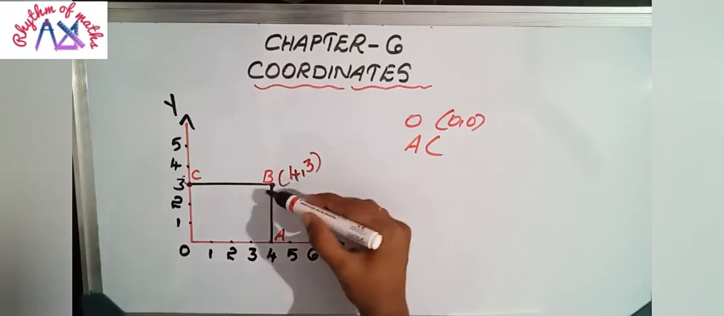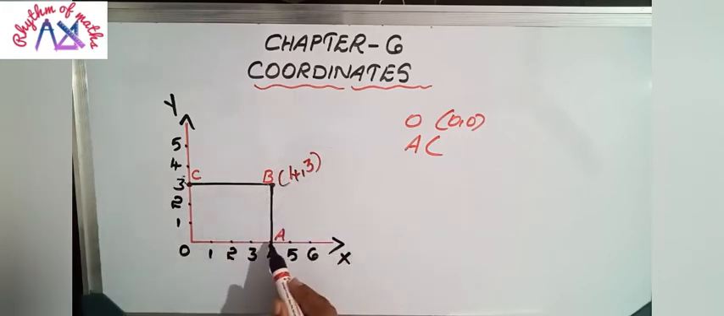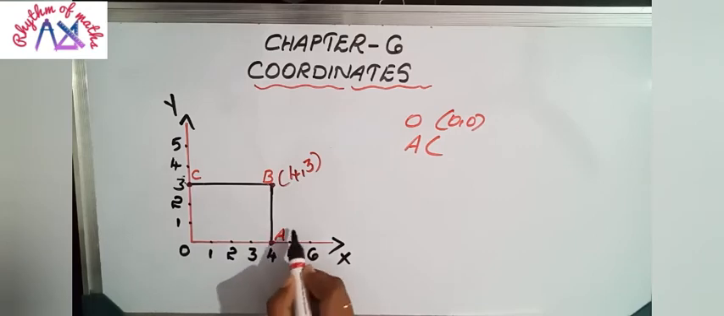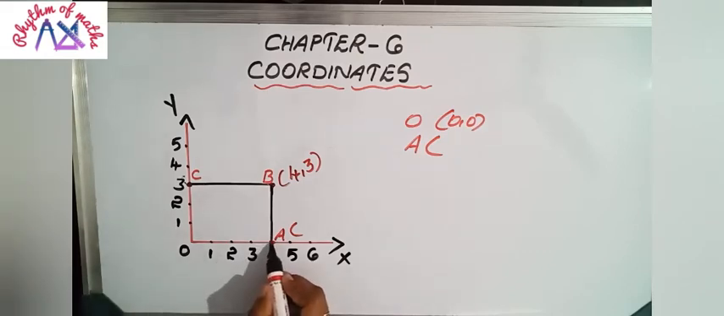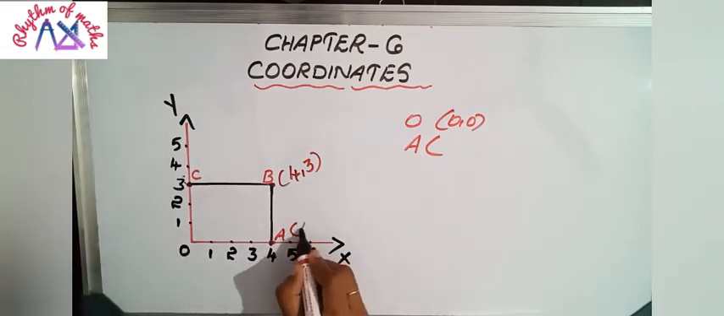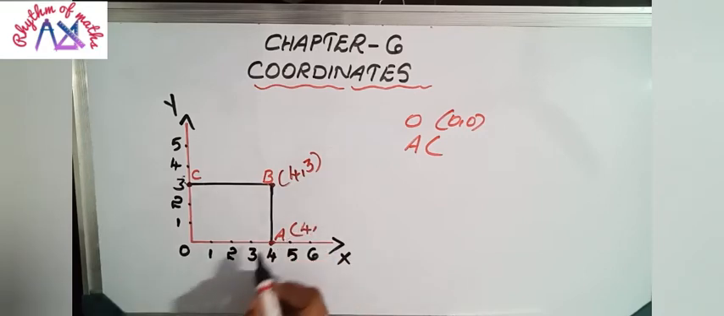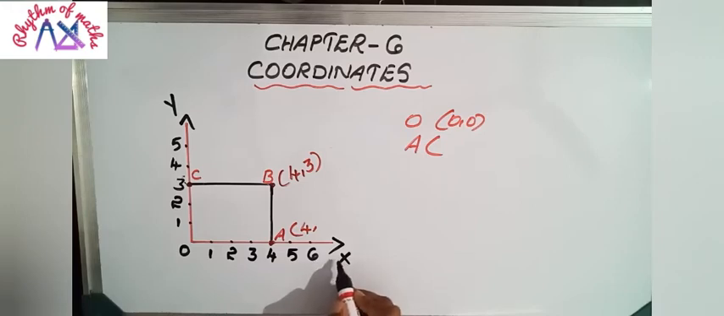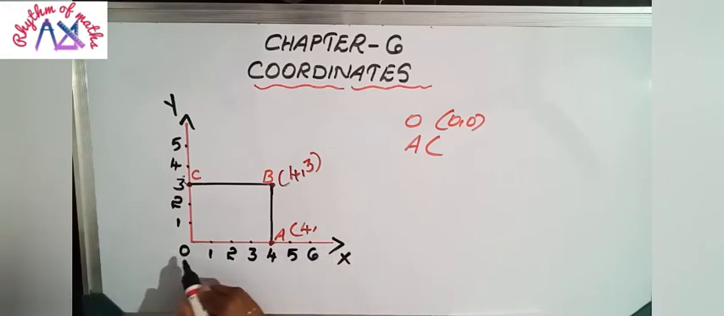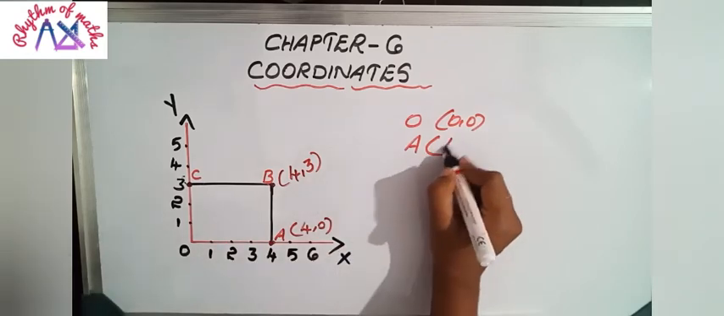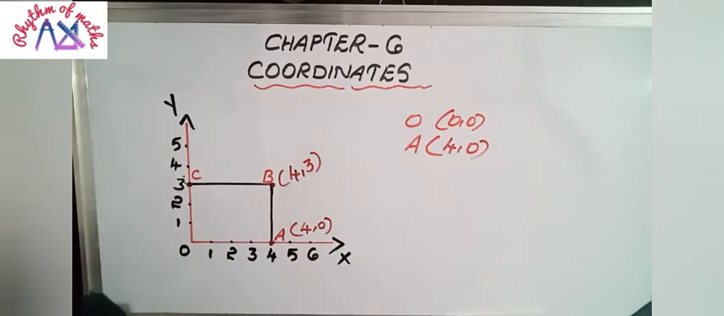Okay, so here 4 means this perpendicular line will end at the point 4. So this point will be 4. So the A point's x coordinate will also be what? It is a point on the x-axis, and 4 is the first number. Then the y coordinate will be what? All the points on the x-axis have y coordinate 0. So (4, 0) will be the A coordinate. So A coordinate is (4, 0).